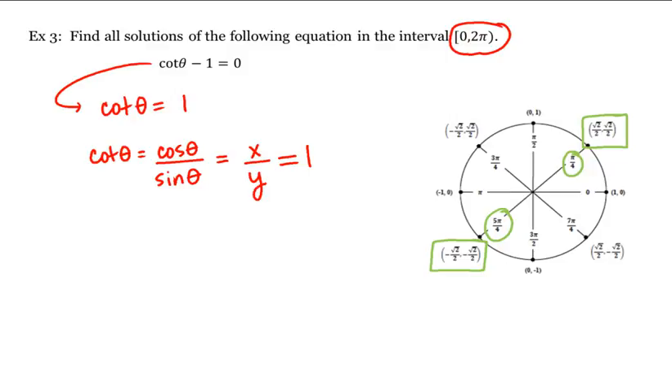And don't forget this angle down here in quadrant 3. Most students will only remember the angle in quadrant 1, but the ratio of x to y in quadrant 3 will also yield a positive number. Therefore, our answer here is theta is equal to pi divided by 4 or 5 pi divided by 4.